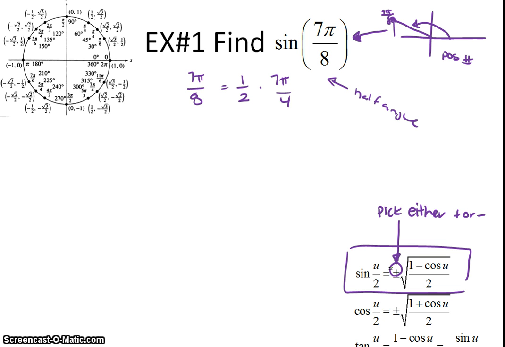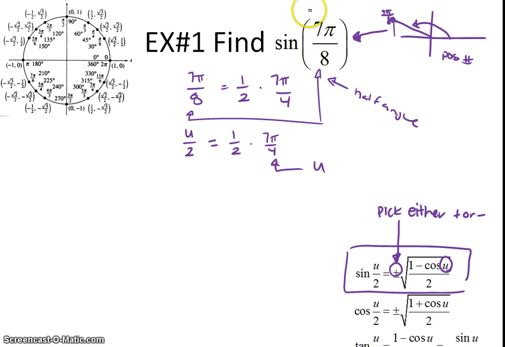Okay, so in order to do this, we're going to have to know for the half angles what u is and what u over 2 is. U over 2 is the half angle, so this is always going to be your u over 2. And so you have to figure out 1/2 of 7 pi over 4. So this is my angle u, which is going to go inside there. The number on the unit circle is going to be your u. The number we're trying to find the sine of, or cosine in another problem, would be your u over 2.